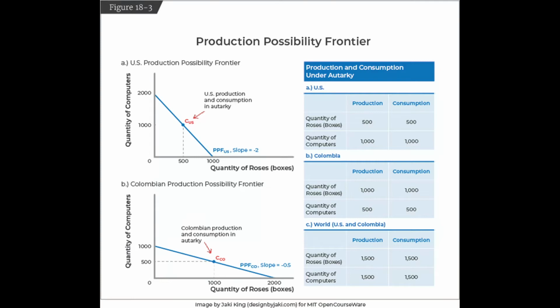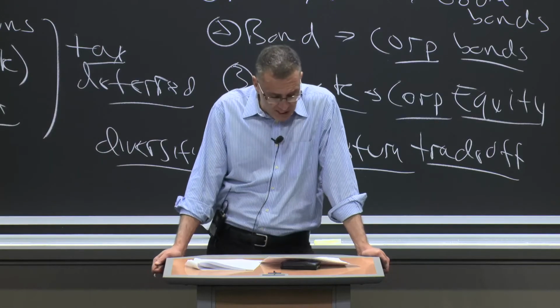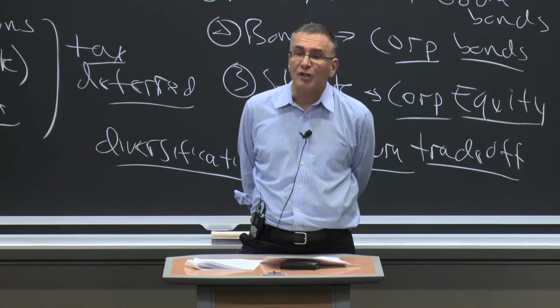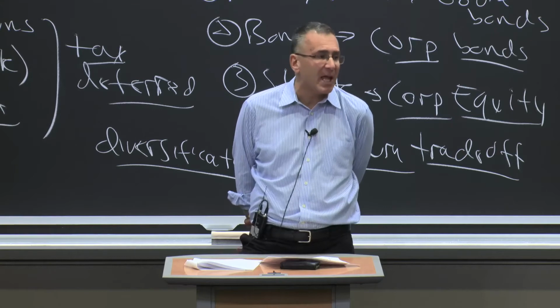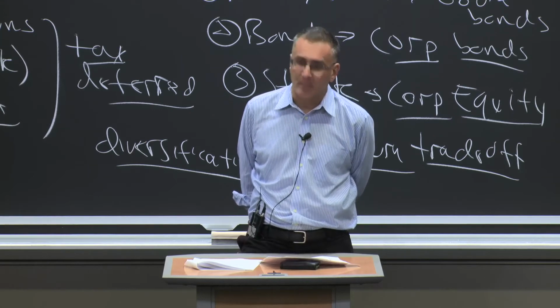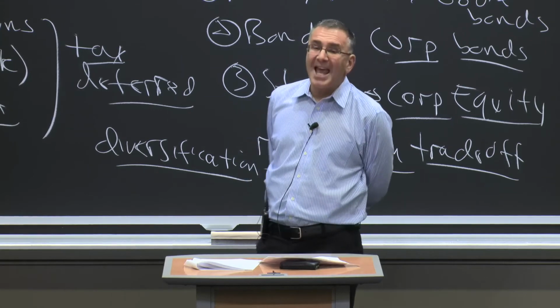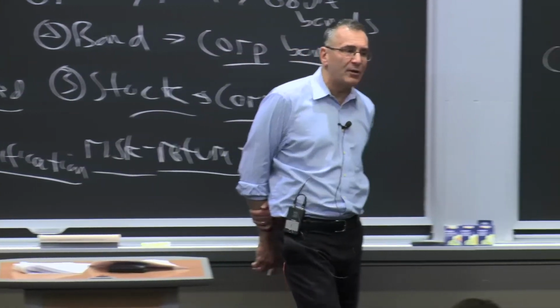Okay? So now, let's imagine that tastes are such that consumers in the US want 1,000 computers and 500 boxes of roses. That's point CUS. And consumers in Colombia want 500 computers and 1,000 boxes of roses. I just made this up. CUS and CO, I just made up tastes. I said, let's make up a case where people in Colombia like roses better, people in America like computers better. And imagine we do not allow international trade.